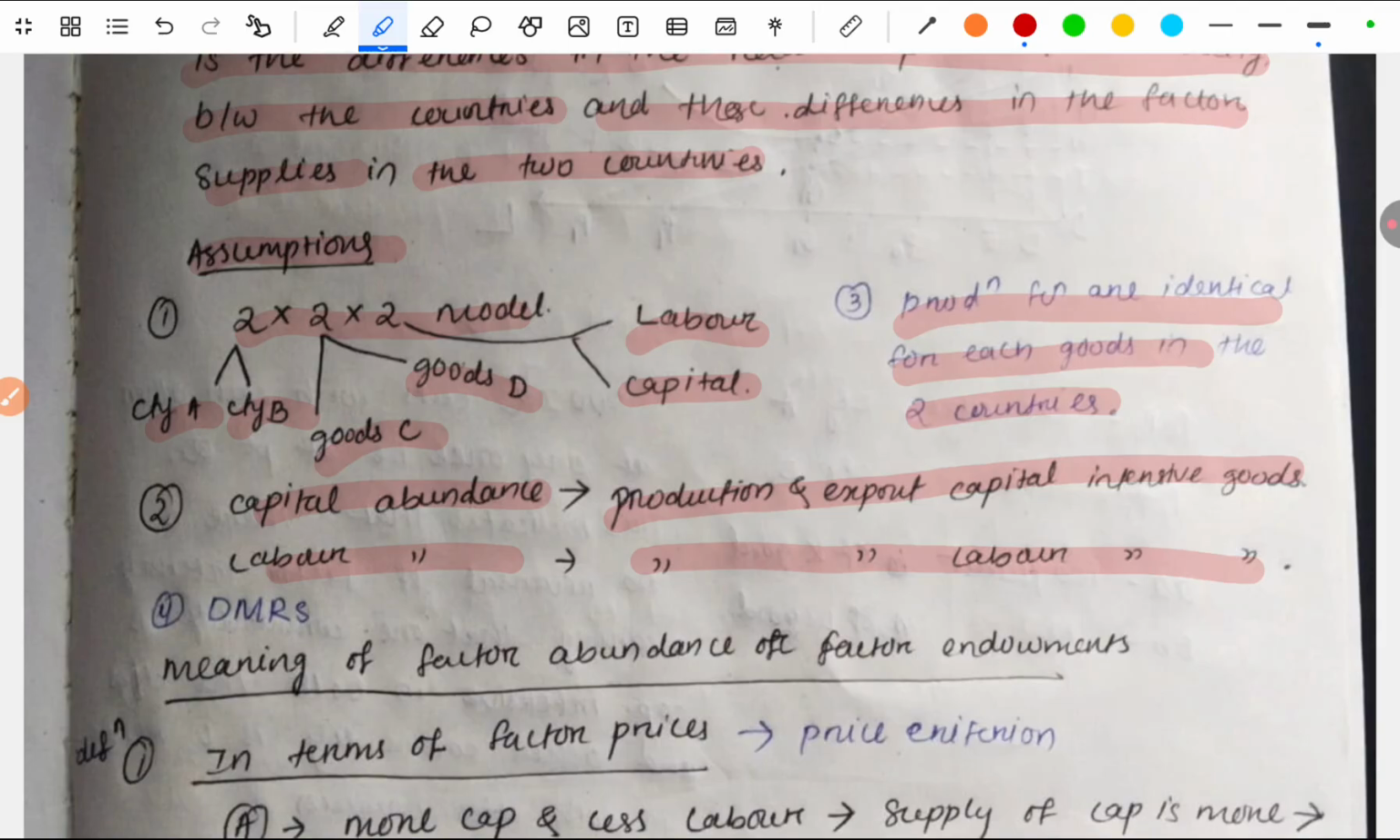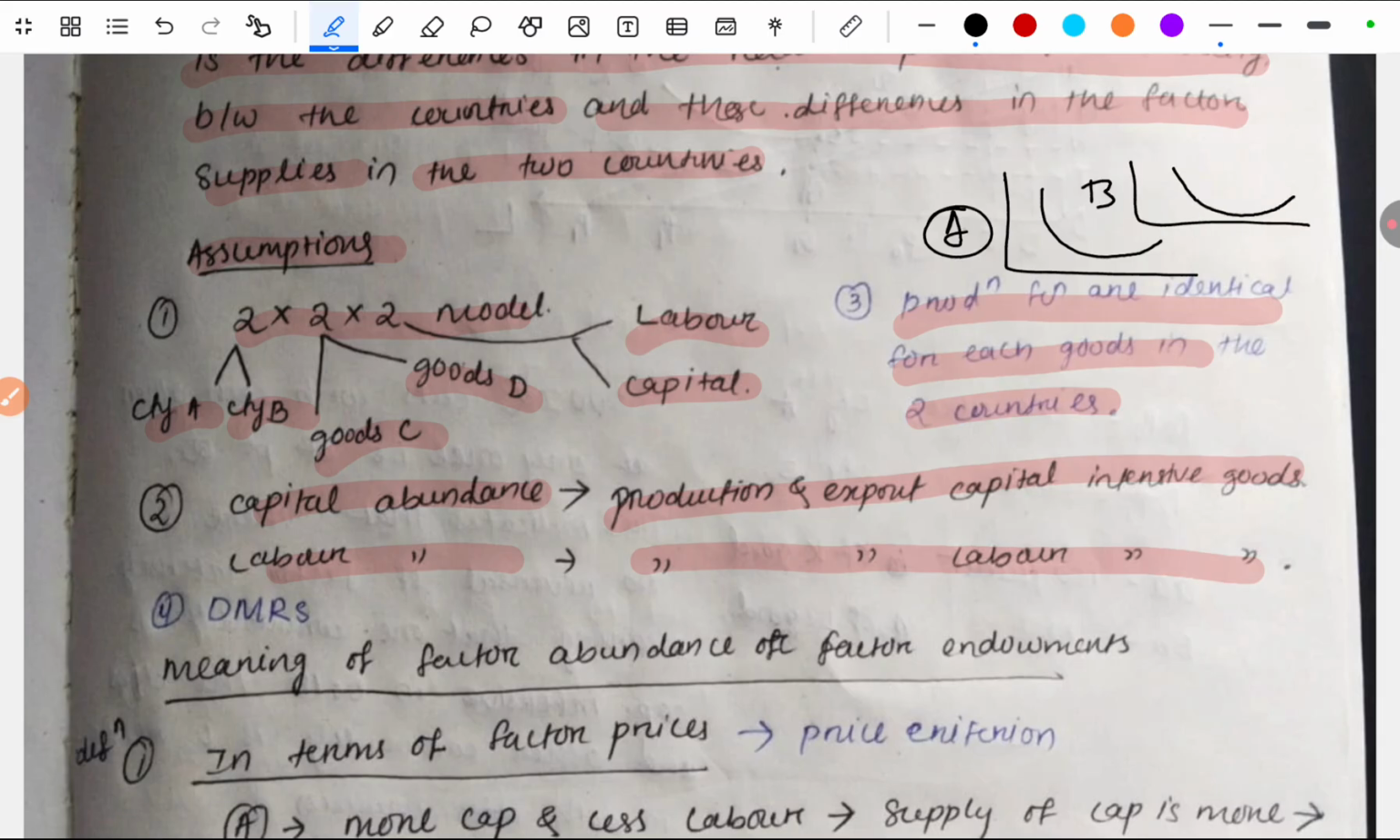Let's suppose there are two products, good C and good D. Good C is a capital-intensive good and good D is a labor-intensive good. We know that the capital-intensive good will be produced by country A. Let's suppose this is the production function of good C in country A, and if good C is produced by country B, then the production function will be like country A's. The production functions are similar, meaning identical. If good C is a capital-intensive good, the labor and capital used to produce good C are equal in both countries. Likewise, the labor-intensive good can be produced in both countries using the same amount of labor and the same amount of capital. So it is called identical for each product.